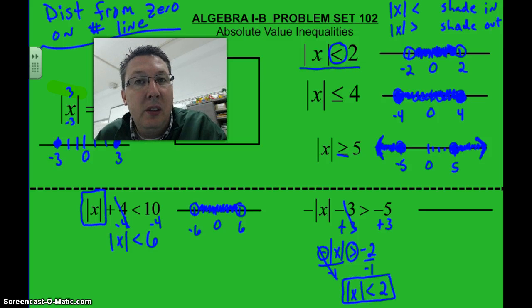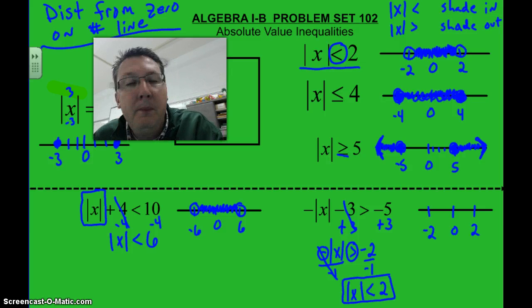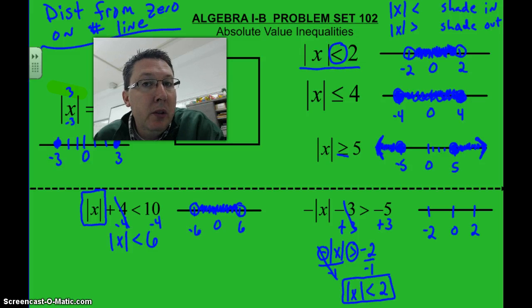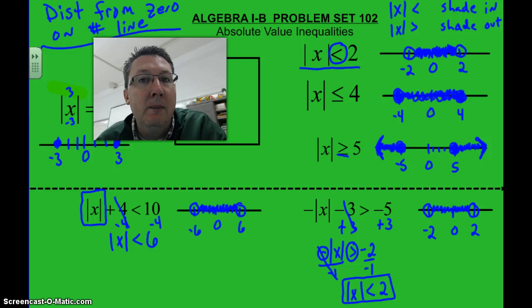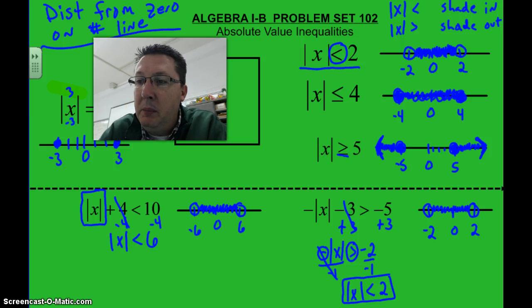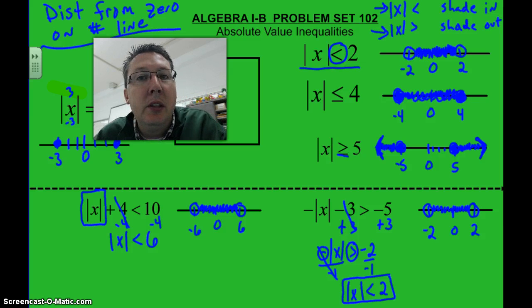So again, distance from 0, less than 2. Seem to have a lot of less thans on this page. Less than 2. So my reference numbers are +2, -2. What kind of circles? Open or closed? Well, it's not less than or equal to, so that's got to be open. And distances from 0, less than 2. So I cannot go past 2. It's less than, so I shade on the inside. All right? So remember, less than, shade in, greater than, shade out, as long as that absolute value of x is by itself on the left side.